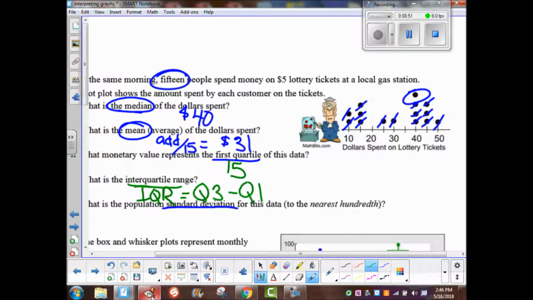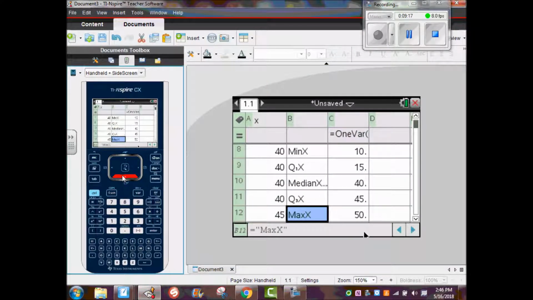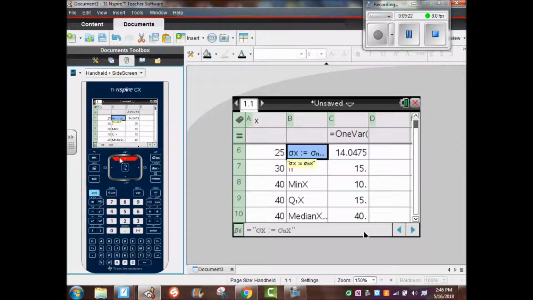So Q3 was what? Who's got it? Q3 was 45, and then Q1 was 15. So we end up with an interquartile range of 30. And then the population standard deviation to the nearest 100th. Population means you've got to look at your sigma. So nearest 100th, it's going to be 14.05.